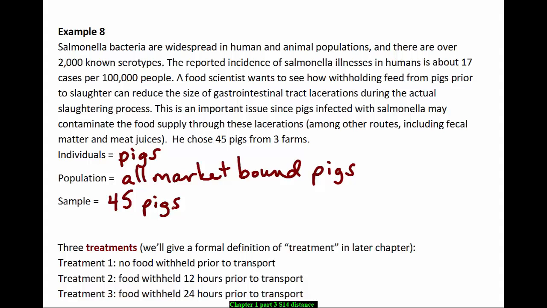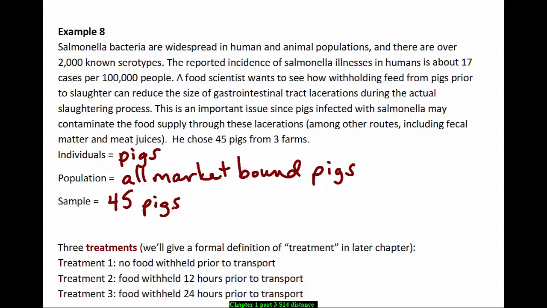We've got 3 treatments here. Remember, this is an example of an experiment. So we're going to have treatments. Treatment 1 was no food withheld prior to transport, so let them eat regularly. Treatment 2 is food withheld 12 hours prior to transport. And treatment 3 is food withheld 24 hours prior to transport.